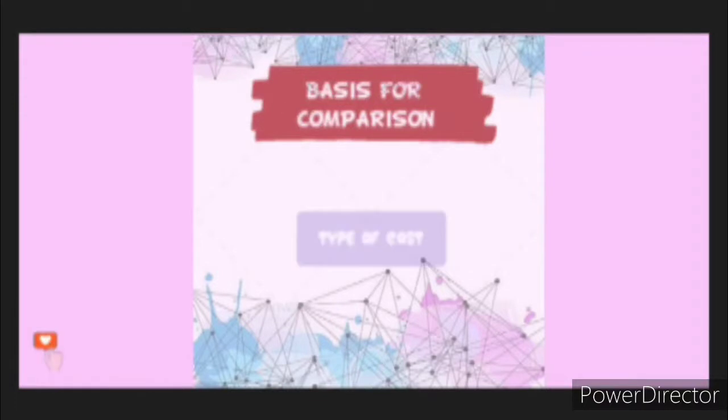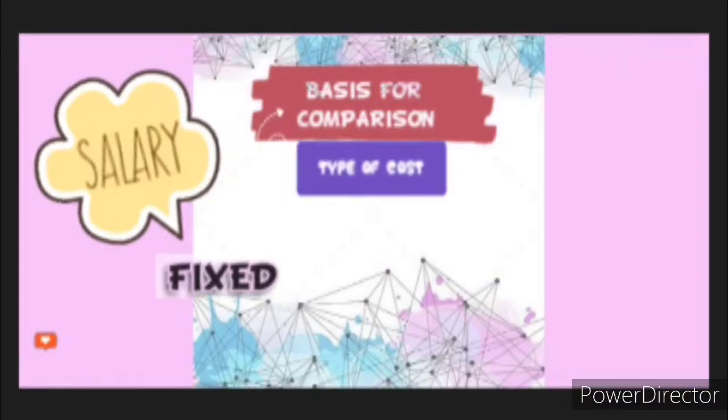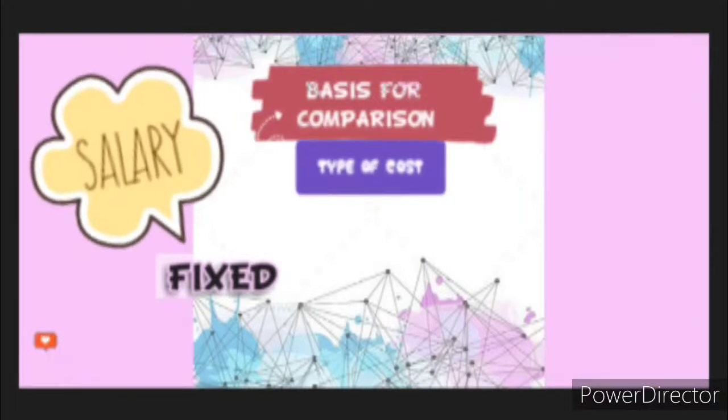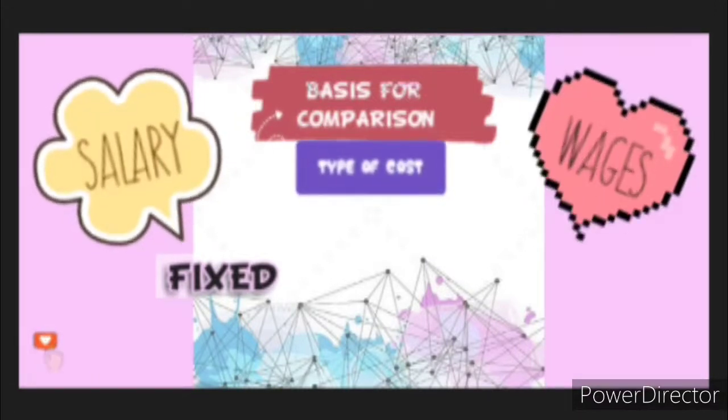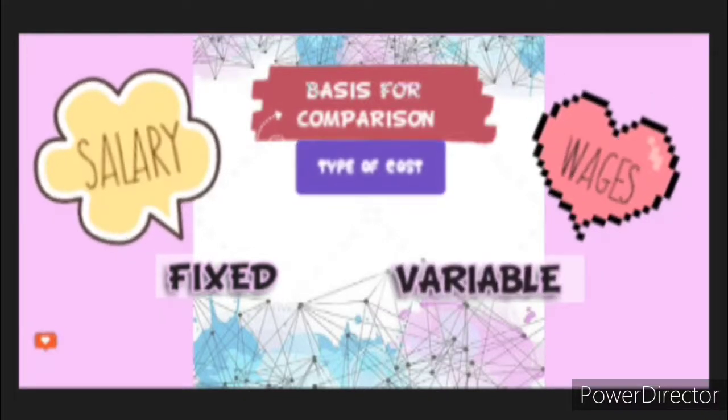Third is type of cost. In the case of salary, the cost incurred is fixed, like a fixed amount is paid monthly, whereas in wages, the cost is variable because it can vary with the day-to-day performance of an individual.